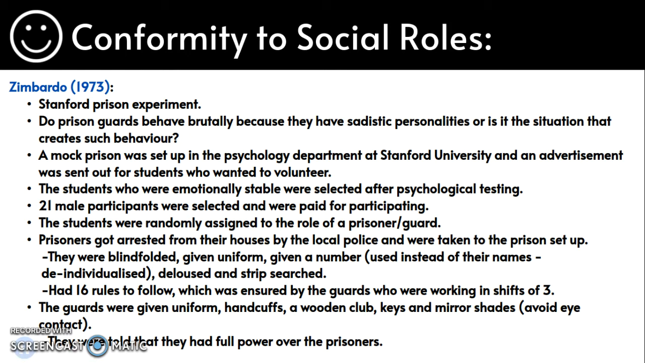The students who were emotionally stable were selected after psychological testing. 21 male participants were selected and they were paid for participating. The students were randomly assigned to the role of a prisoner or a guard.